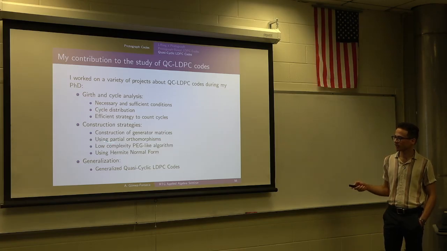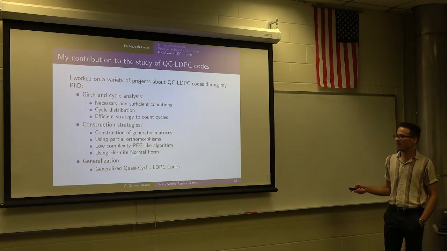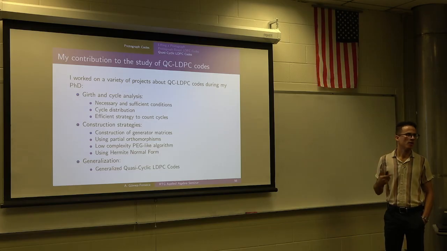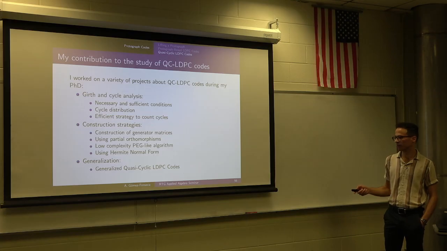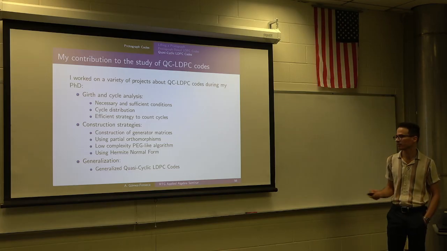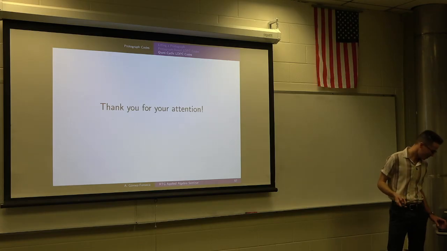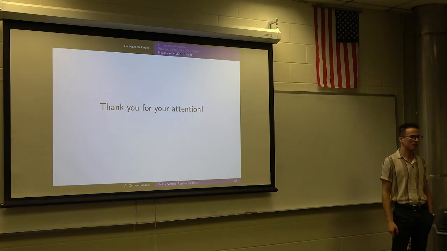I proposed some construction strategies using partial orthomorphism, and some low complexity PEG algorithms. These are also efficient algorithms to construct quasi-cyclic LDPC codes using both a random and an algebraic approach. And then another strategy using the Hermite normal form of a matrix that you can construct from some cycles in the Tanner graph. I also worked a little on the generalization of quasi-cyclic LDPC codes to generalized quasi-cyclic LDPC codes. I have more to present, but maybe I can stop here. Thank you so much for your attention.